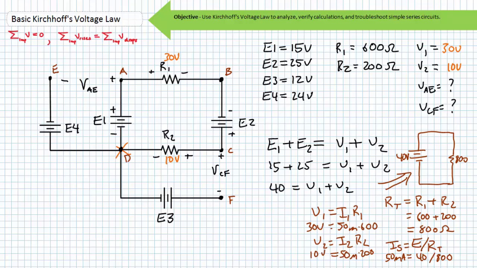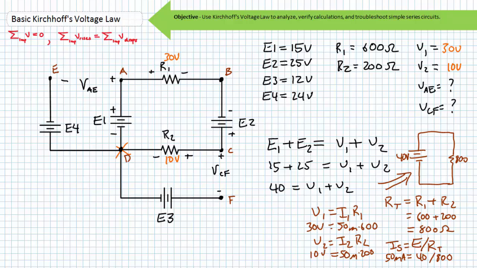We've placed these calculated voltage drops inside our redrawn circuit, and now we can use these values to determine the unknown voltages VAE and VCF using two separate iterations of KVL through loops that do not carry current.